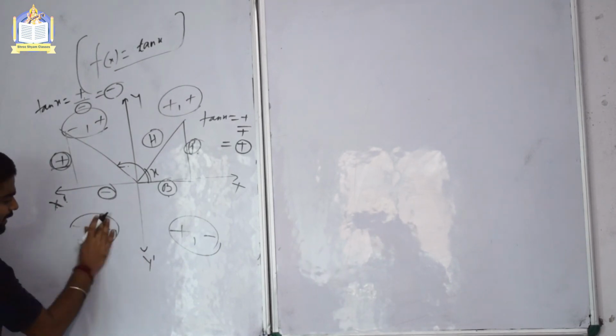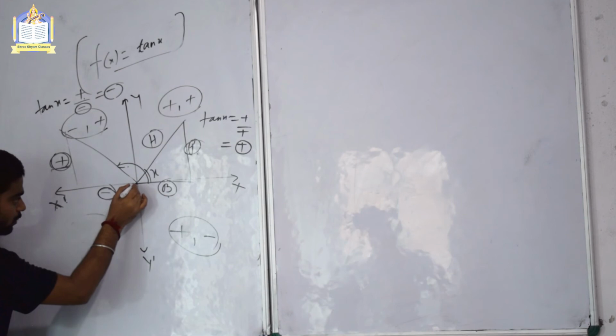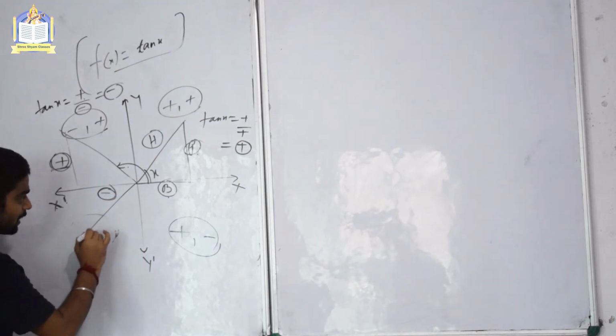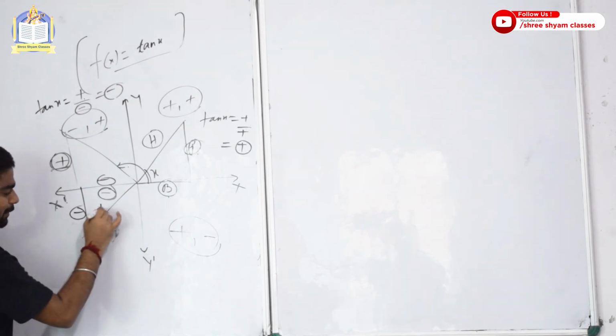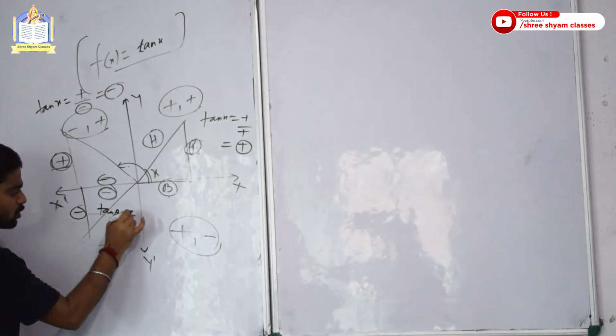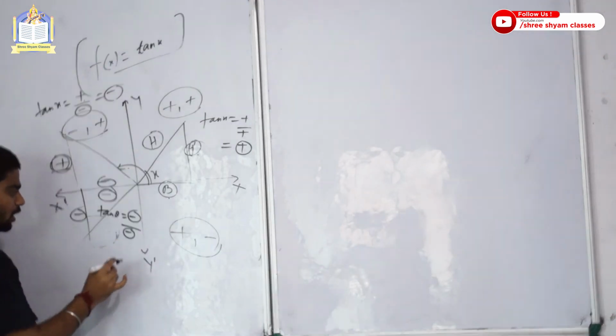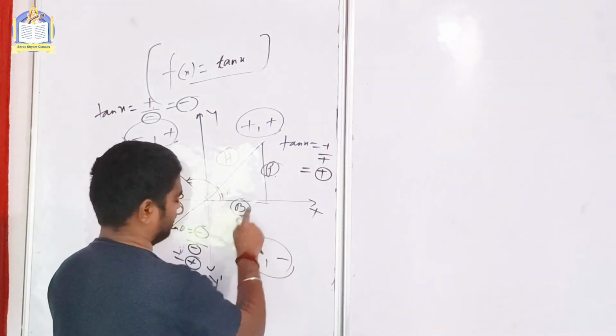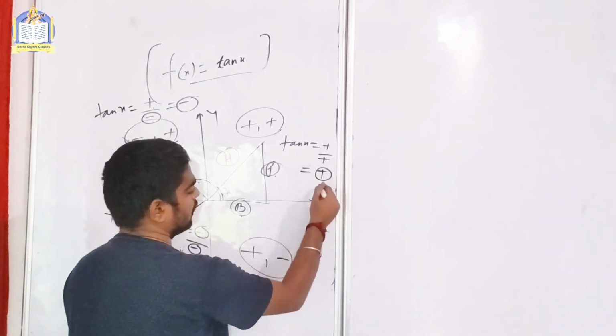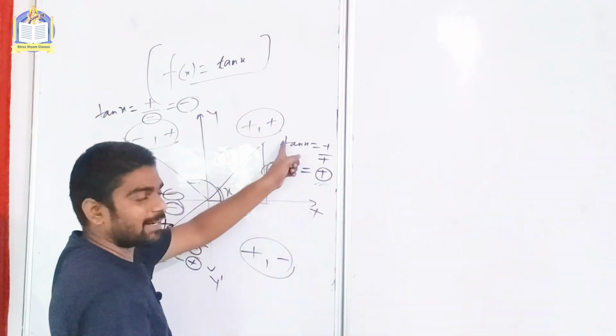Now let's go to the third quadrant. This is our third quadrant, this is x and this is y, and both are negative. So tan theta can be written as p by b. In the first quadrant we found that tan theta is p by b, where p is positive and b is also positive. So positive by positive gives a positive result, so in the first quadrant tan theta is positive.